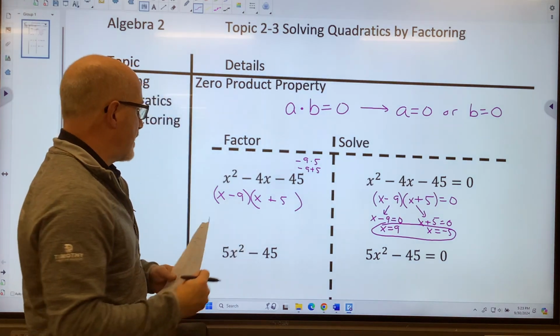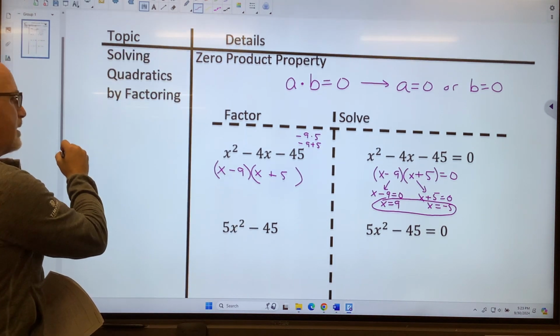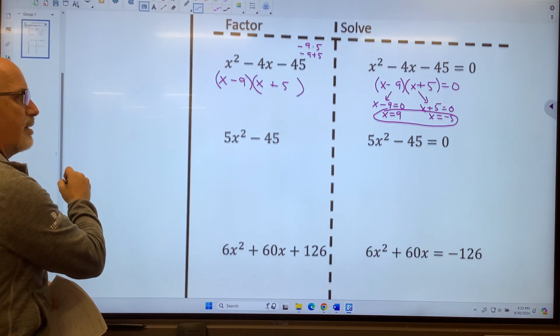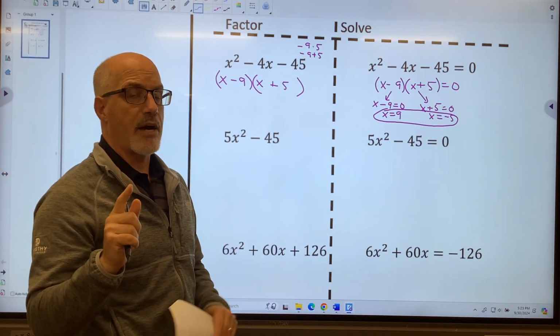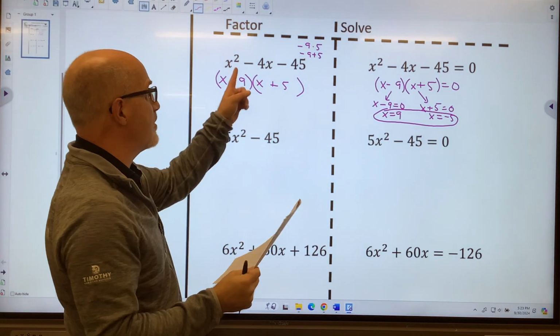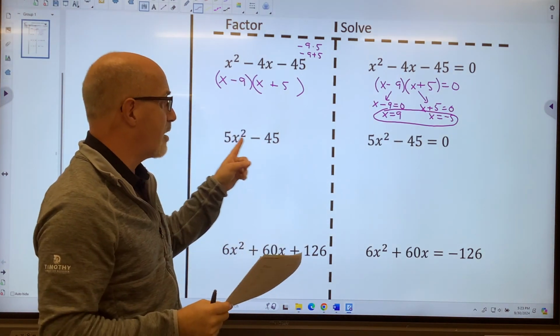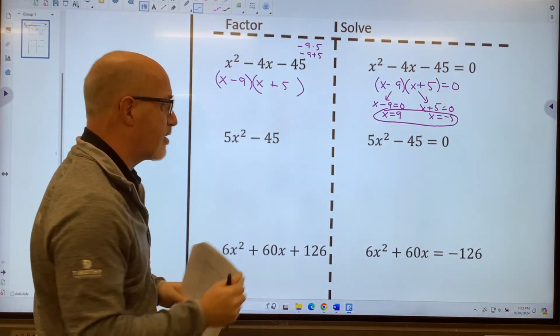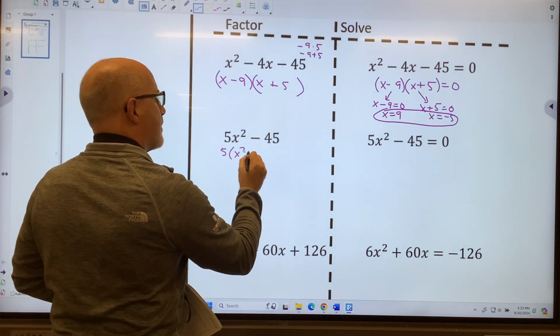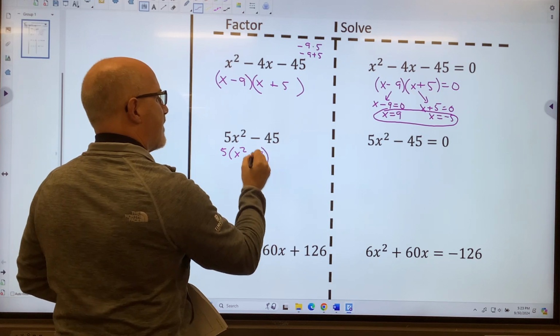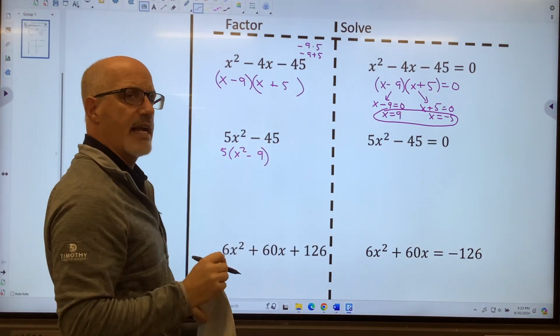All right, let's try the next one here. Notice that this one is a binomial, so it's two terms. First, though, you've got to think about, is there a GCF? I didn't have a GCF here, but here I do. I've got a common factor of 5 in both of them. So take out the 5, and when I take a 5 out of the 45, I end up with 9.